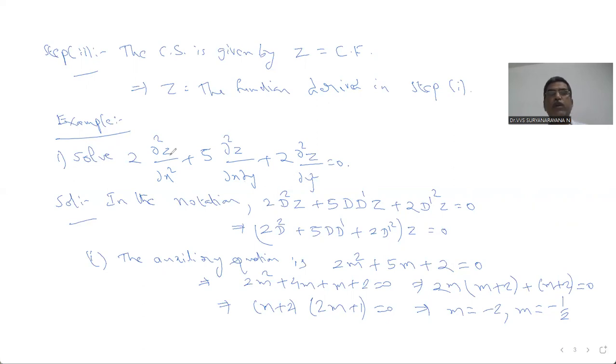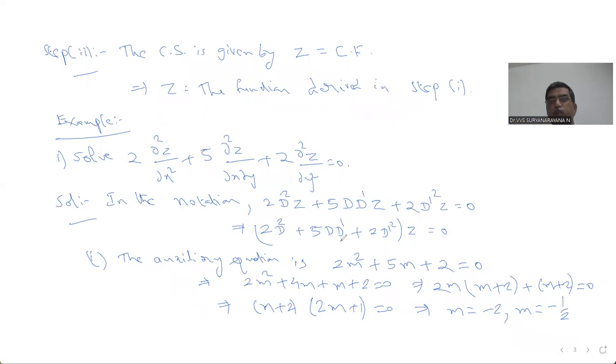The first term contains second order derivative of z with respect to x. This is second order derivative of z, one derivative with respect to x and one derivative with respect to y. This is second order derivative of z with respect to y partially. So as per the notation, this becomes 2D square of z, 5 D D dash of z plus 2 D dash square of z. So the auxiliary equation is: replace D with m and D dash with 1.